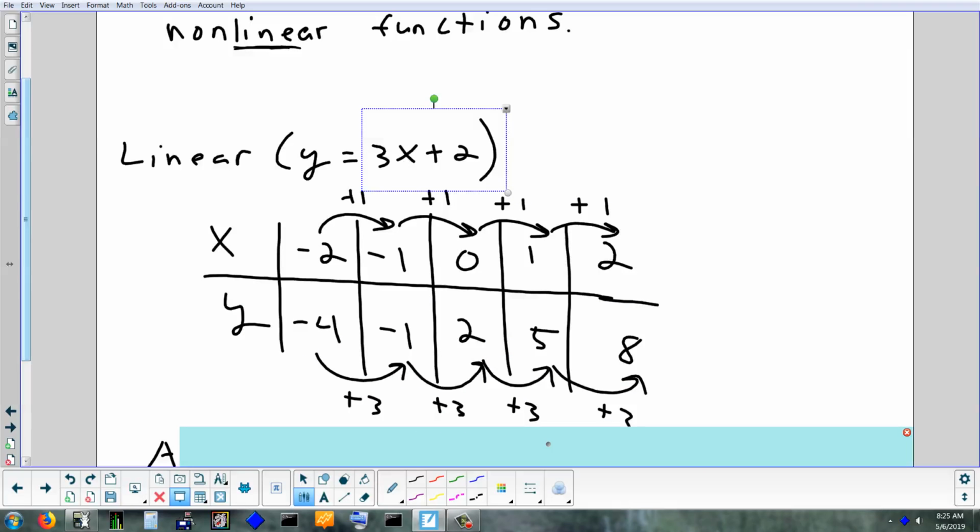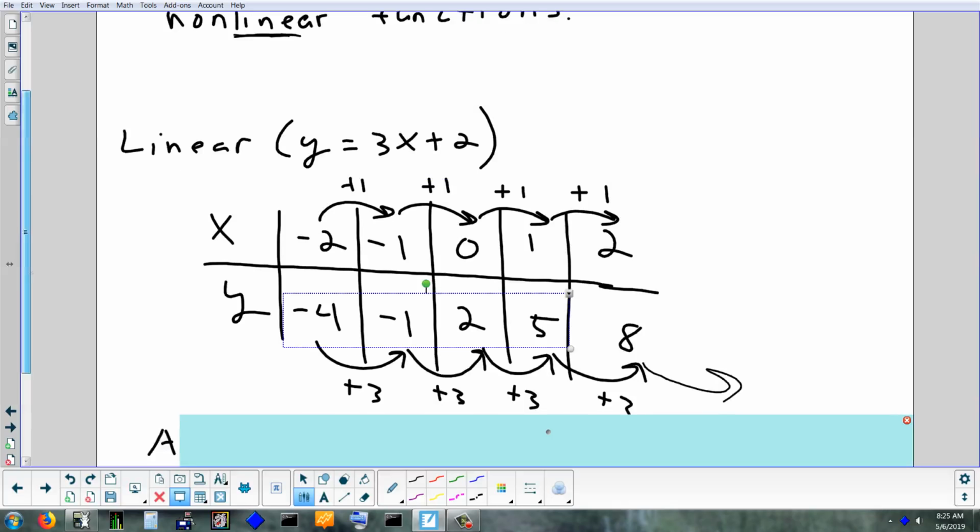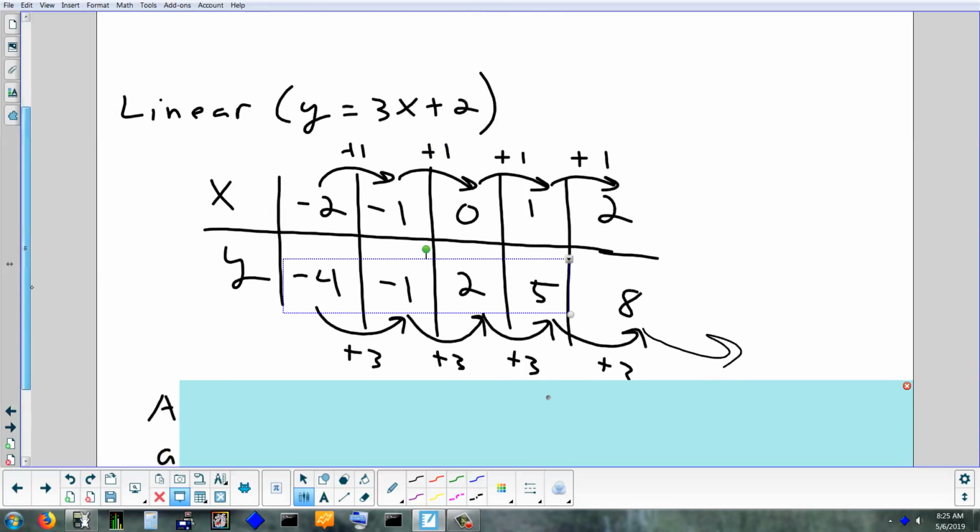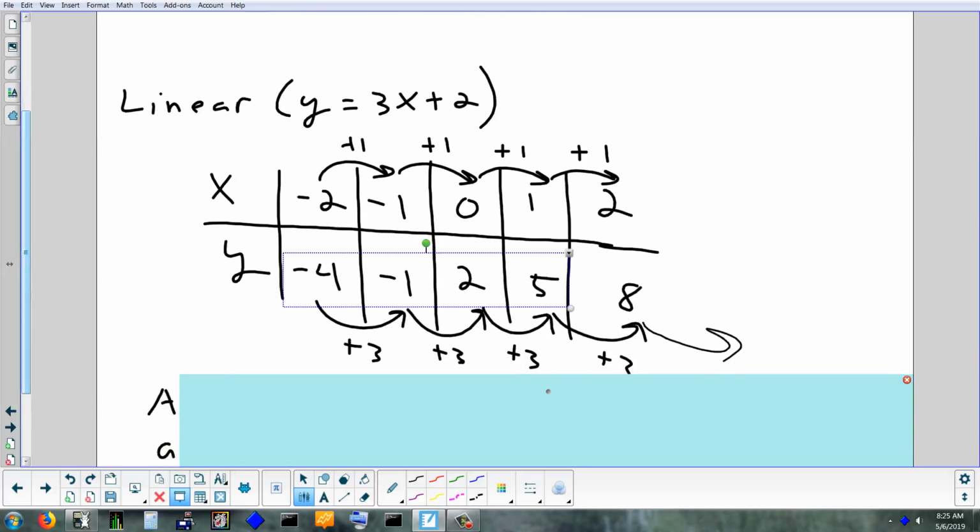Okay, so we just went through, we plugged them in each time, and now look at the pattern. How do you get from negative 4 to negative 1? Oh, you add 3. How do you get from negative 1 to positive 2? Plus 3. How do you get from 2 to 5? Plus 3. 5 to 8? Plus 3. So what do you think the next y value would be? 11. Plus 3. The point is you're plussing 3 each time. Okay? Any question on that? So you're adding the same number to the y value each time. Right?